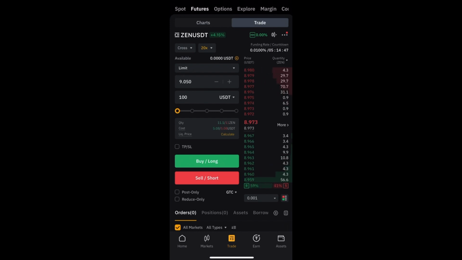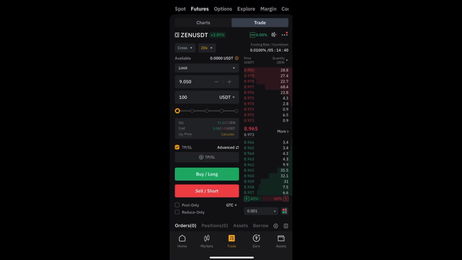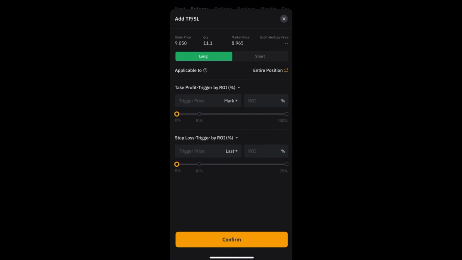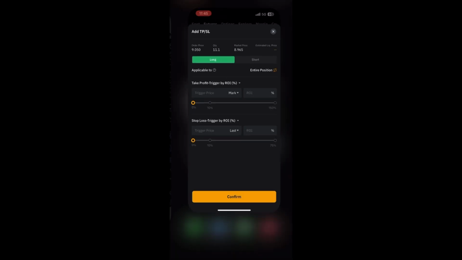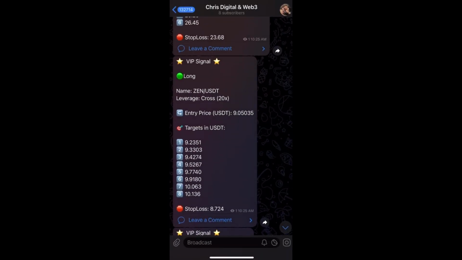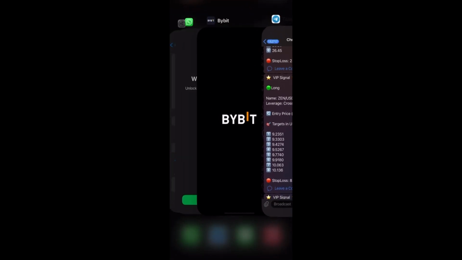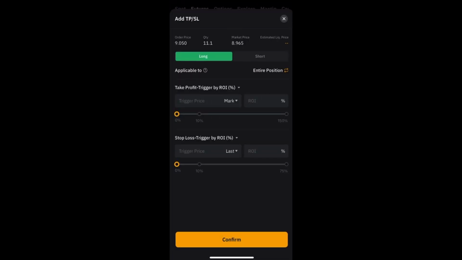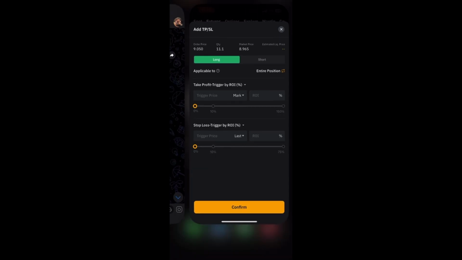Then TP/SL. TP means take profit, SL means stop loss. So click here, then set your TP and SL. Then you see something like this. If it's a long position trade like this one, make sure it is on long. If it is a short position trade, make sure it is on short. So you can see this signal is a long position.